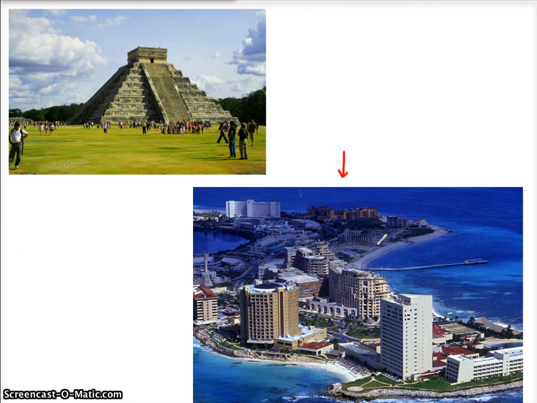Cancun today has nearly 500,000 people living there, and every year 2.5 million people come to visit there. Far more people come to visit than actually live there. So as you can see, it has beaches surrounding it. It probably has nice warm weather, and it has a lot of tourism there.